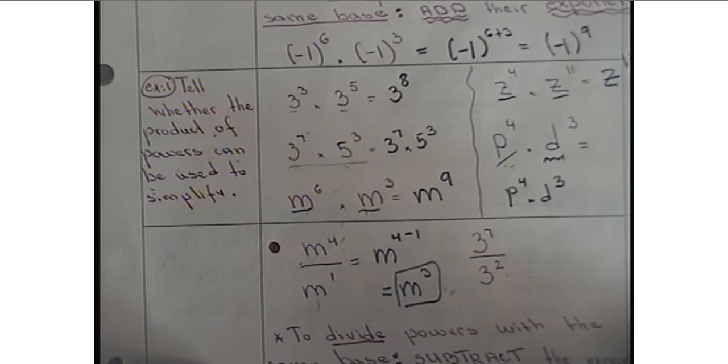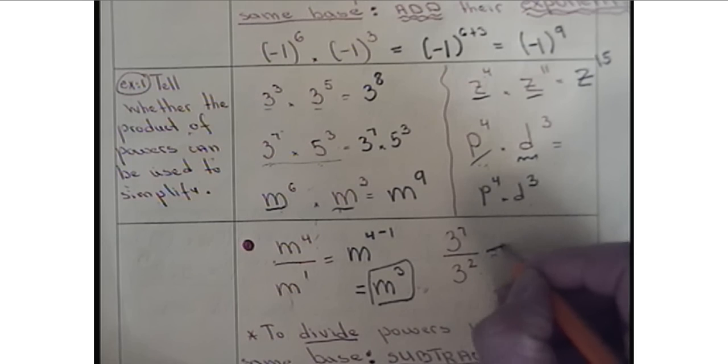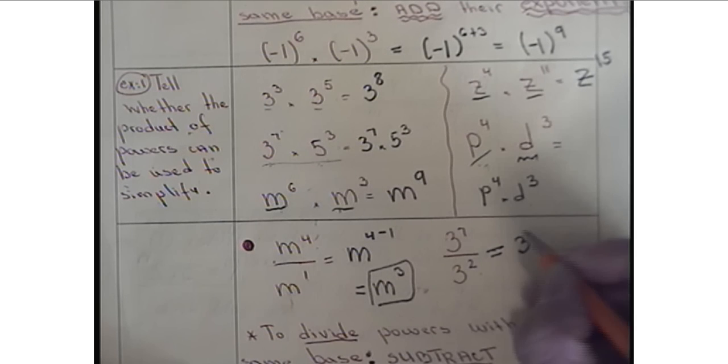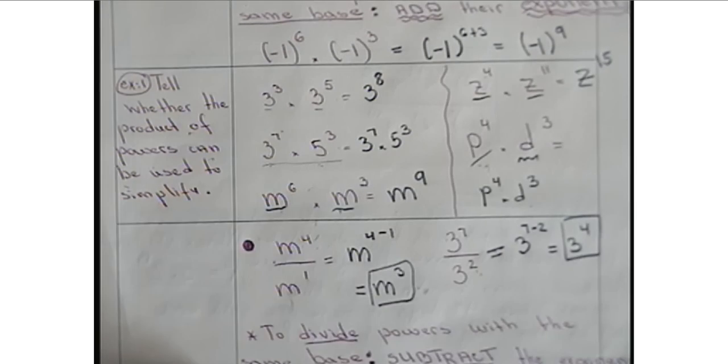Let's try the other one. 3 to the 7th over 3 to the 2nd equals, so the same base 3. And again, we start 7 minus 2, which will be 3 to the 4th power. And I'm done.